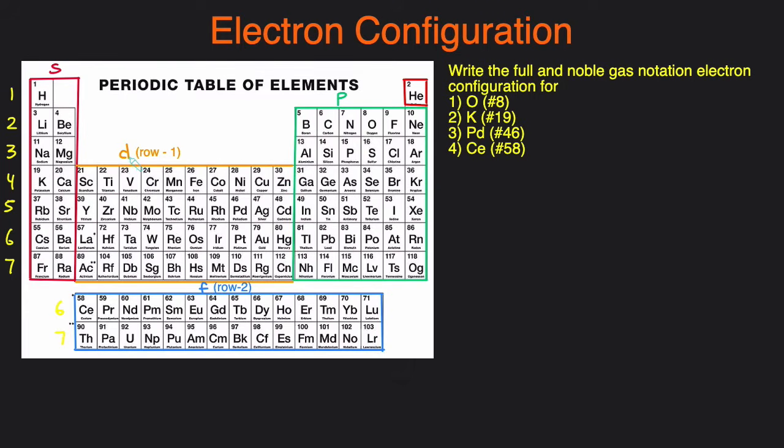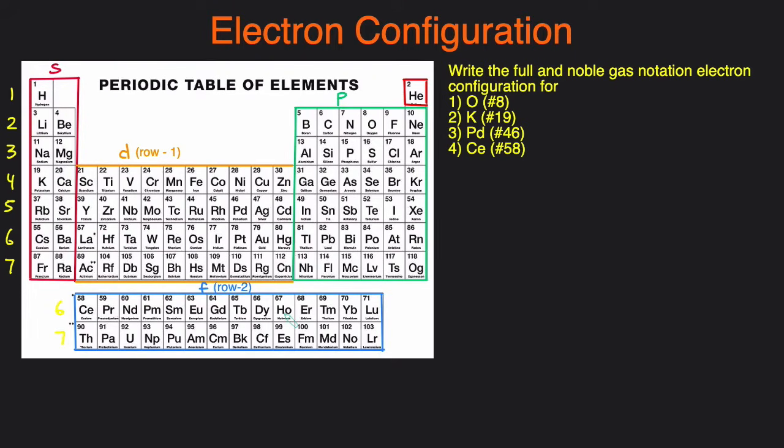The D block is going to be the row number minus 1. So this part, instead of being 4d, it's actually 3d because it's going to be the row minus 1. This is going to be 4d because it's 5 minus 1, and then this is 5d. So pretty much the d is going to be the row minus 1.